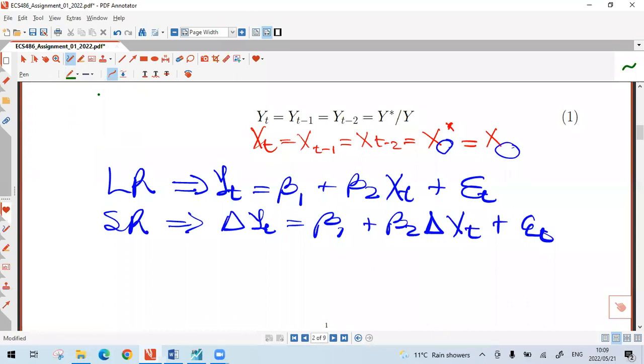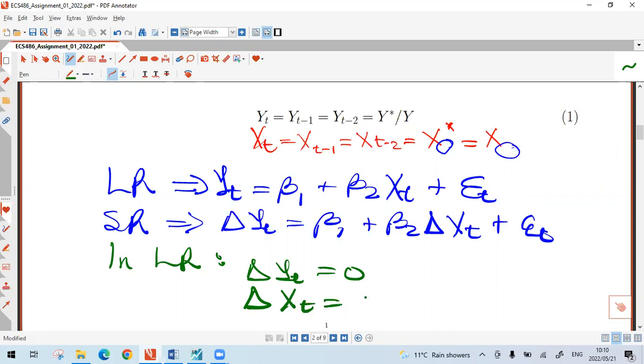But if you check in the long run, you see that the change in YT is equal to 0, because YT of this period is equal to YT of last period. If YT of this period is 10, for example, and the YT of last period is 10, 10 minus 10 is 0. So in the long run, the change in variables is just equal to 0. Let's say you are having 2 variables, YT and XT, the changes will just be equal to 0 in the long run.